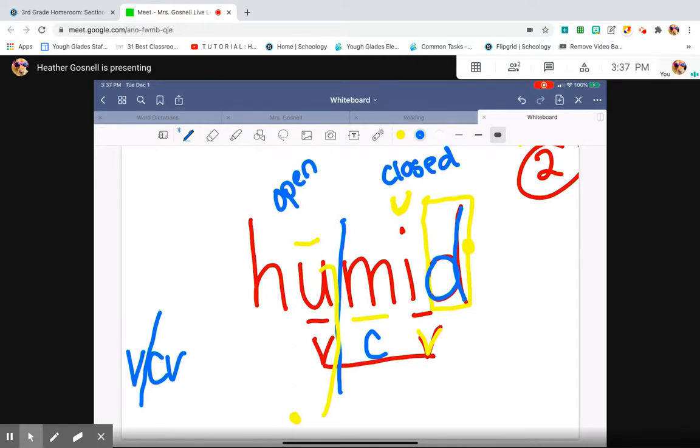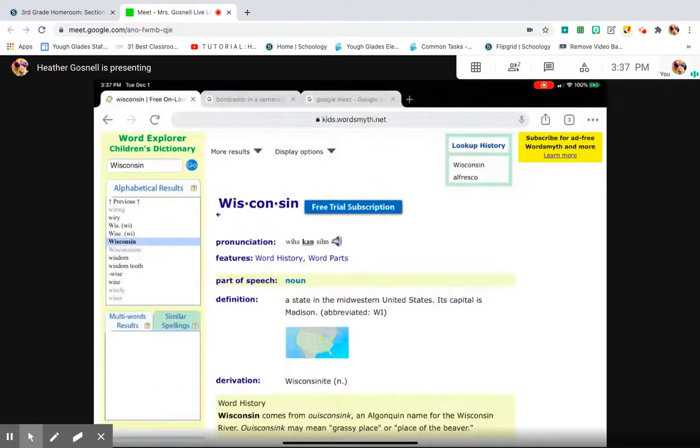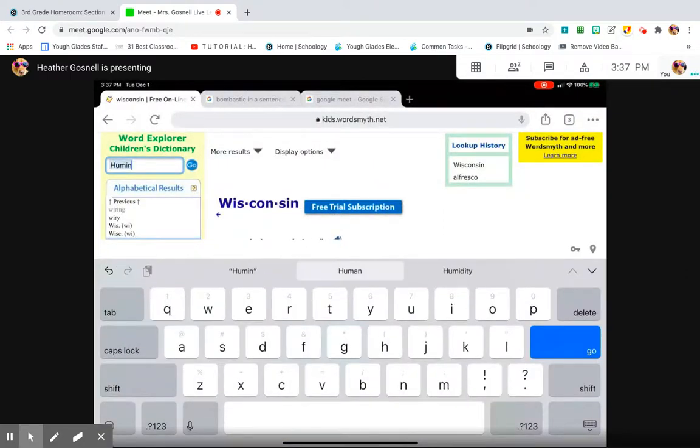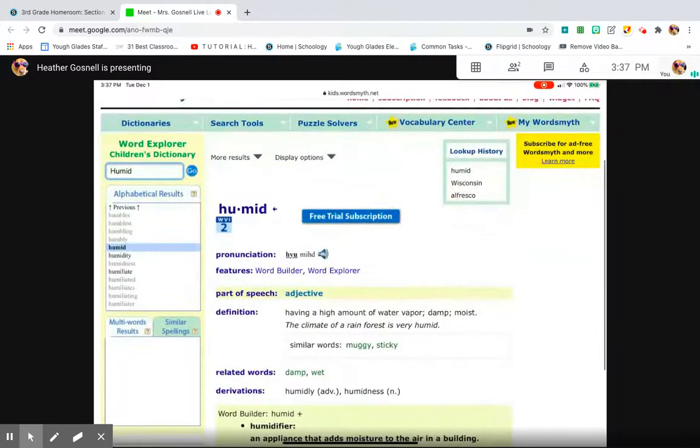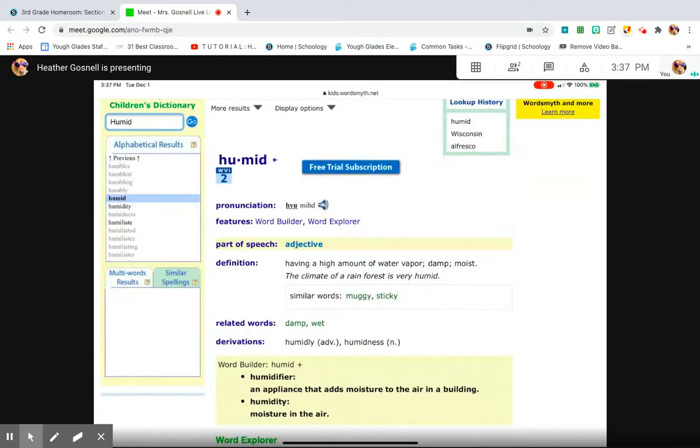Do you know what that word is? Humid? I'm sure you've heard it before, but I always like to show you the dictionary when I can. Humid. Having a high amount of water vapor, damp, moist. Oh, the climate of the rainforest is very humid. Maybe it's very humid after it rains. It is typically. I really had a lot of fun decoding words with you today.